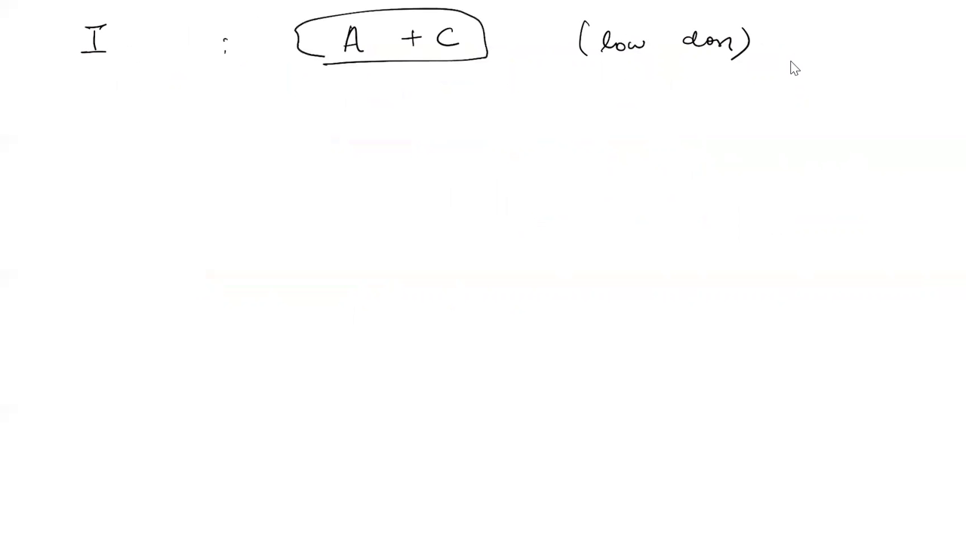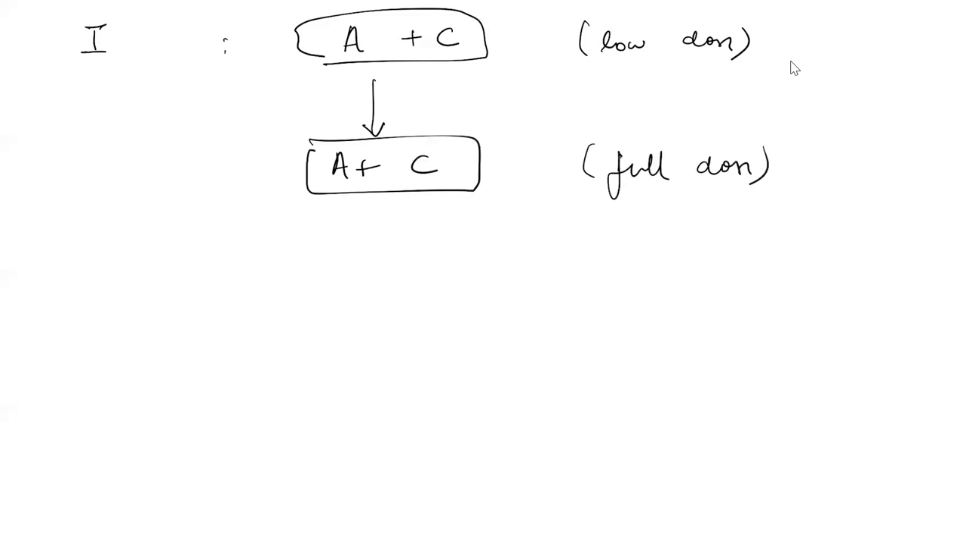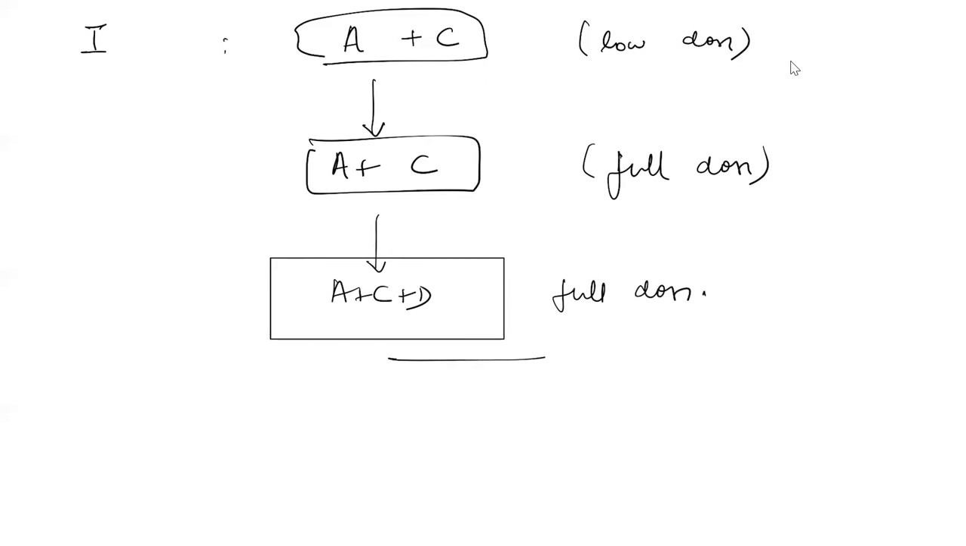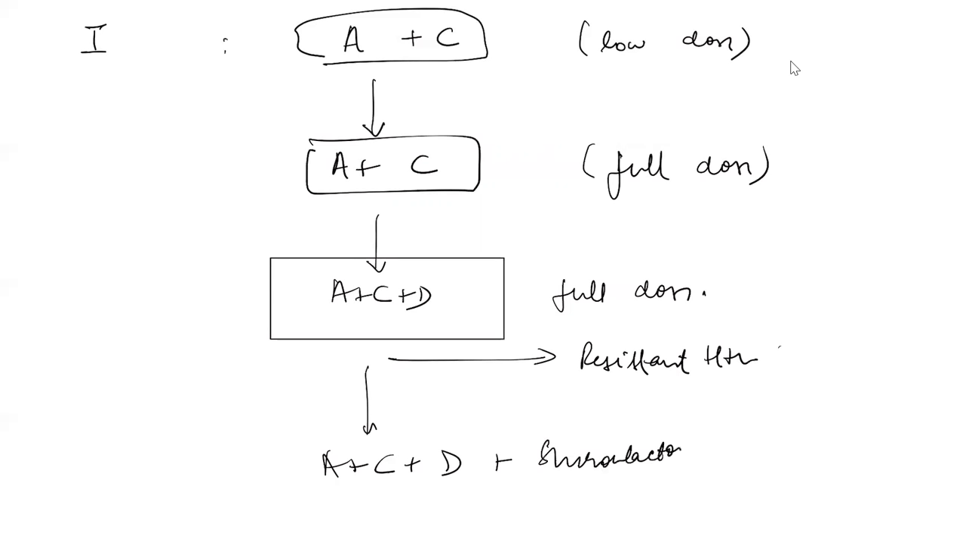If BP is controlled with this, then well and good. Otherwise, we'll increase the dose of ACE inhibitor or ARB to full dose. If BP is controlled with this, then again well and good. Otherwise, we'll add thiazide-like diuretics. Again, if BP is controlled with the full doses, well and good. Otherwise, this is known as resistant hypertension, and in that case, we can add a fourth agent, which can be spironolactone.